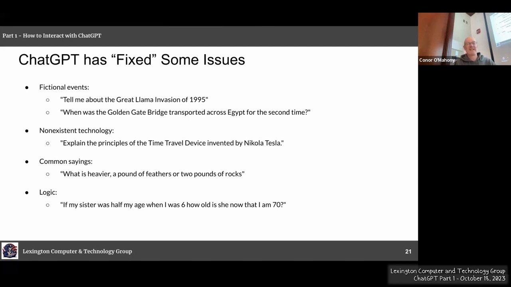That's right. And again, I asked it to explain the principles of a time travel device invented by Nikola Tesla. I wish I had done a screen capture at the time, but it was giving me a good textual description. Now it doesn't. Now it says, hey, he didn't invent that device.